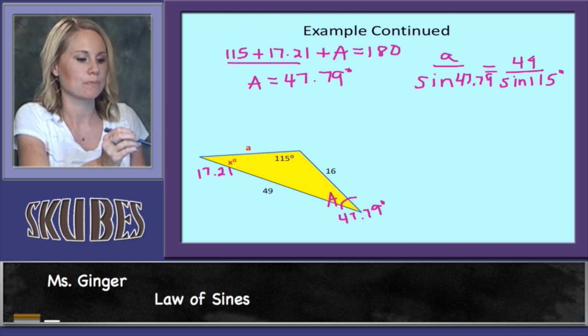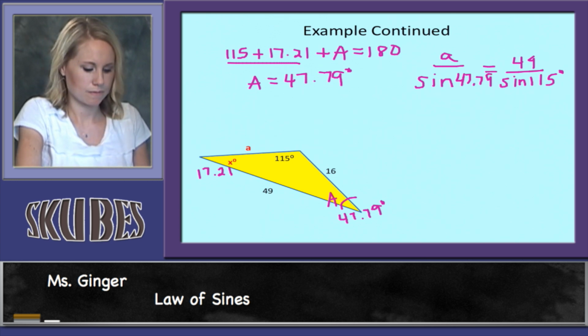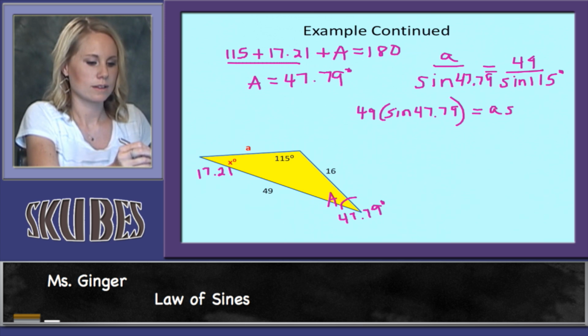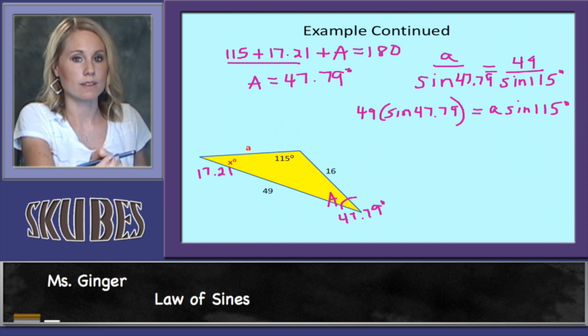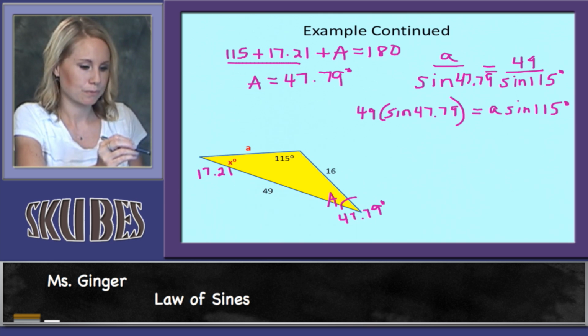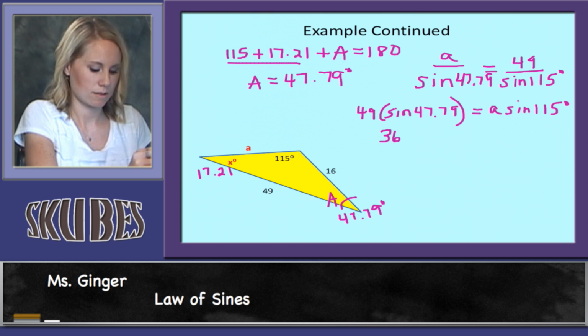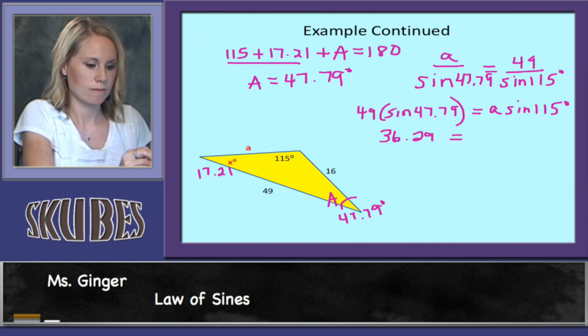47.79. Okay. We're going to cross multiply again. And we're going to have the product of the diagonals, set equal. Okay, we're almost finished here. Equals A times sine 115. And notice again, I have 3 things that I know. I have 1 thing that I don't know. So I can solve for that 1 item. Alright, so let's look and see what we have. We could go ahead and calculate 49 times sine 47.79, that product. So type that in. You can work along with me.